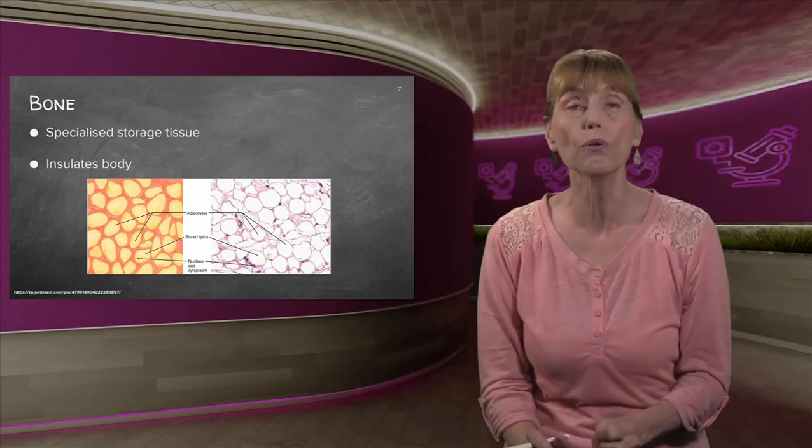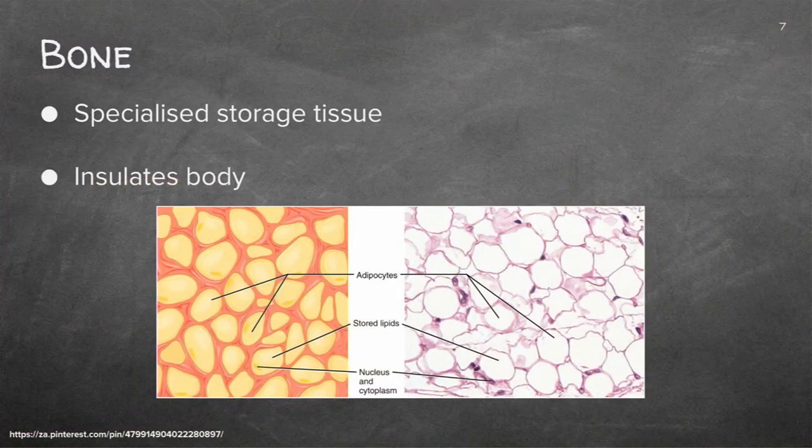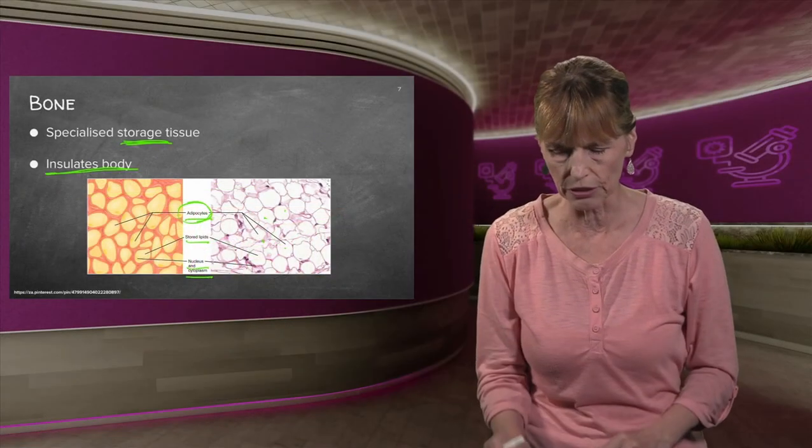And then we get to bone, which is another connective tissue. It is a specialized storage tissue. Do we remember what it stores? Calcium. Remember? Calcium is stored. It also insulates the body, keeps heat inside. And you have the different stored lipids, the nucleus and the cytoplasm. We're not doing it in that much detail. Further, you just need to know adipocytes. They are little fat cells that you can find in it. Your different bone tissue is made up of different cells.